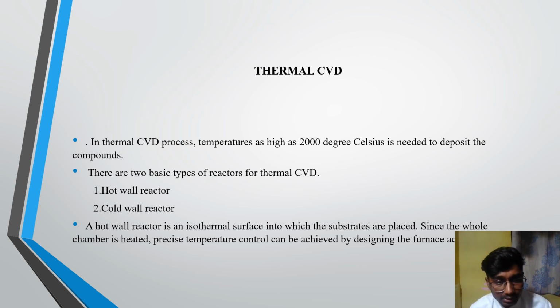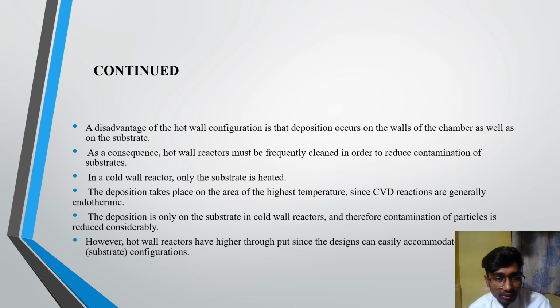In a hot wall reactor, the reactor is an isothermal enclosure into which the substrates are placed. Since the whole chamber is heated, temperature control can be achieved by designing the furnace. And next point, a disadvantage of the hot wall construction is that deposition occurs not only on the substrates but also on the wall of the chamber.